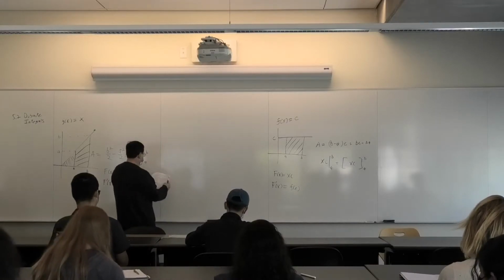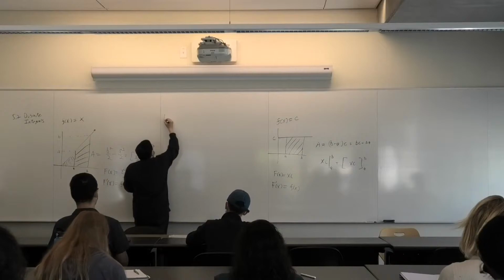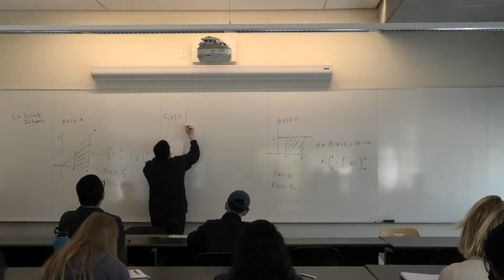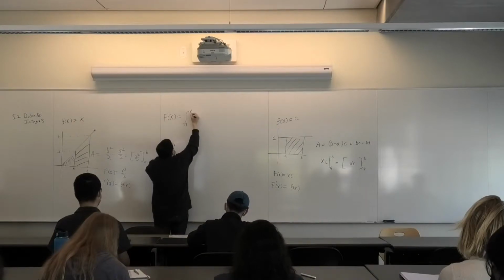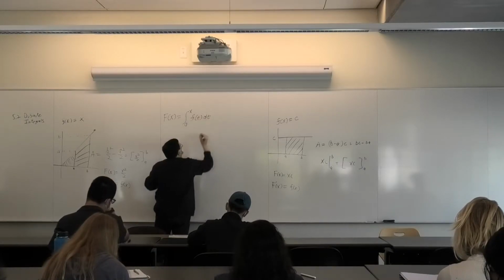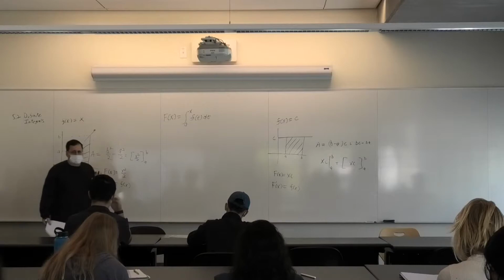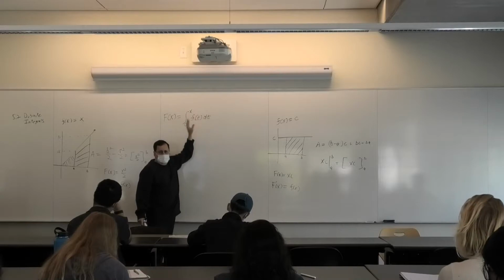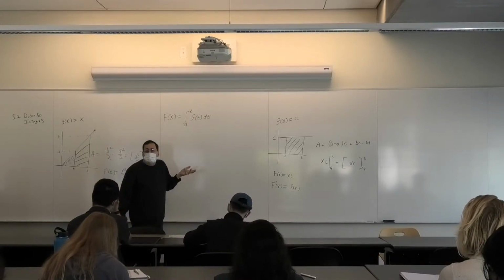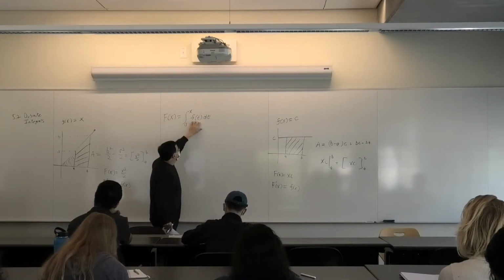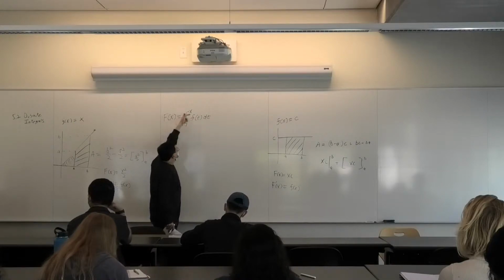We start by defining a function, capital F of x, as follows. We define it as the integral from a to x of f of t dt. Now, this gets a little tricky here. This is no longer a number because it's got an unknown variable. It's a function. And I'm defining this function as: take this function, whatever it is, and find the area under it from a to some x.